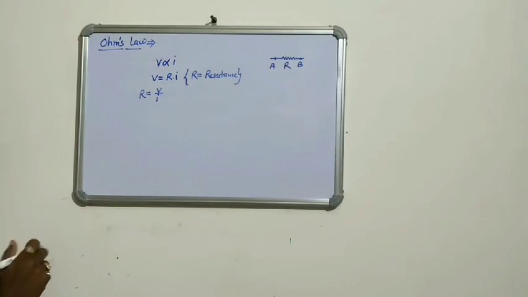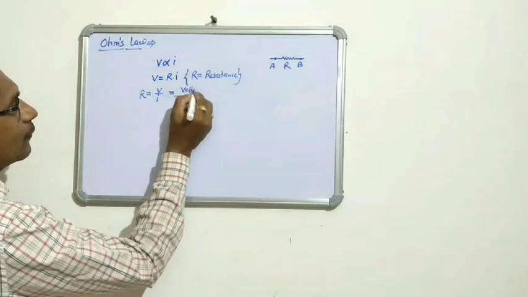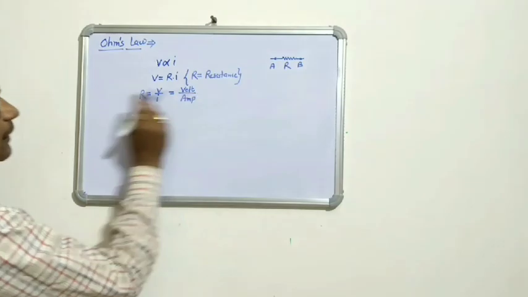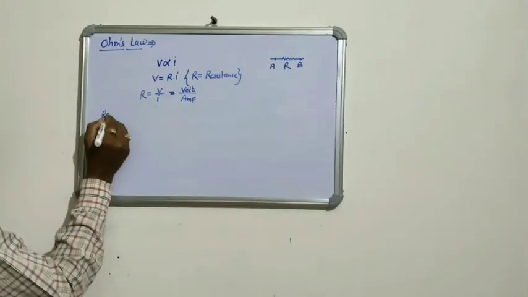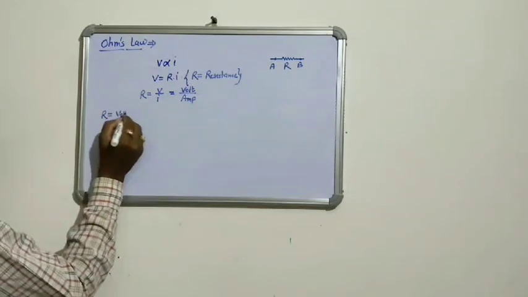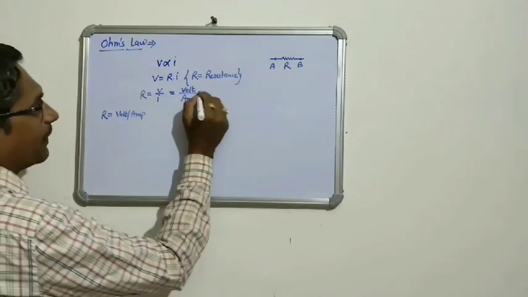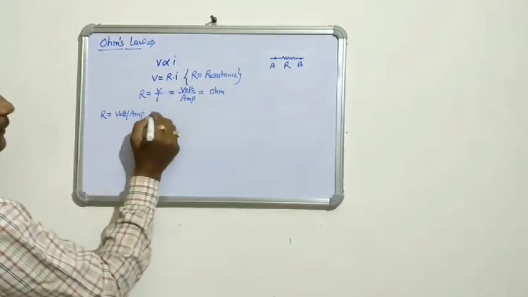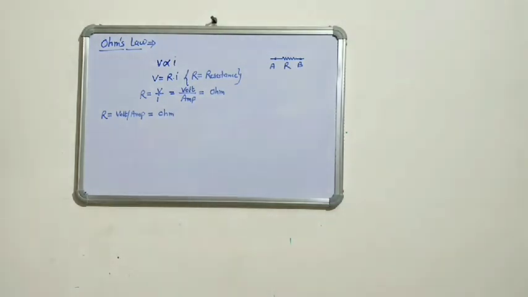What is the unit of V? Unit of V is volt. Unit of I, current, is ampere. Then what is the unit of resistance? Unit of R equals volt per ampere, or volt per ampere is also known as ohm, so the unit of R is also ohm. Ohm is the SI unit of resistance.